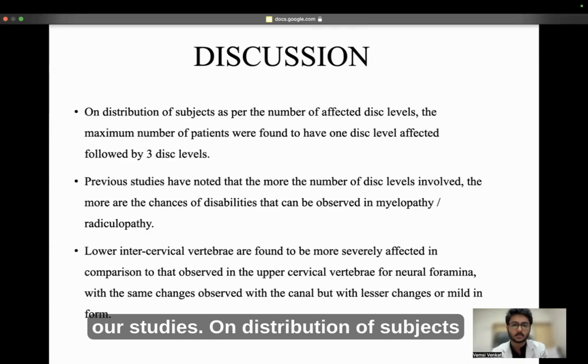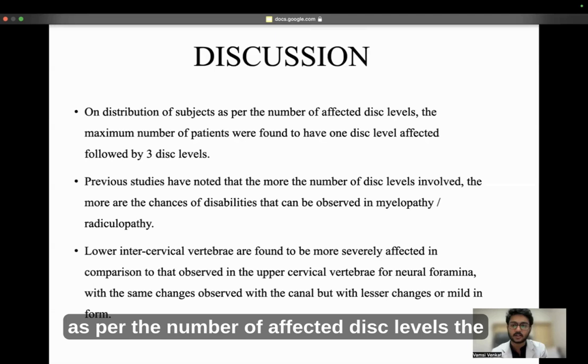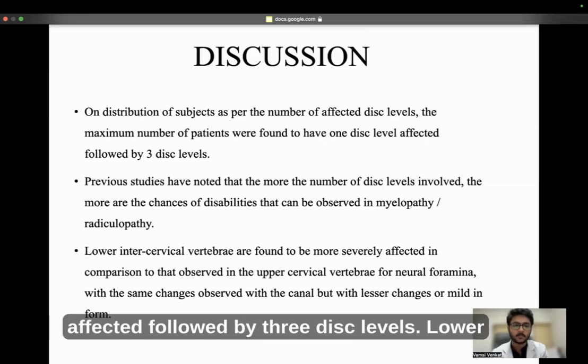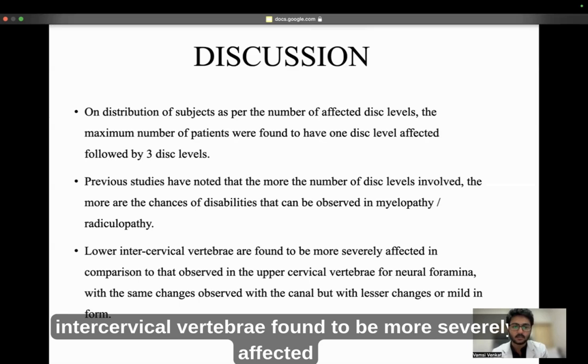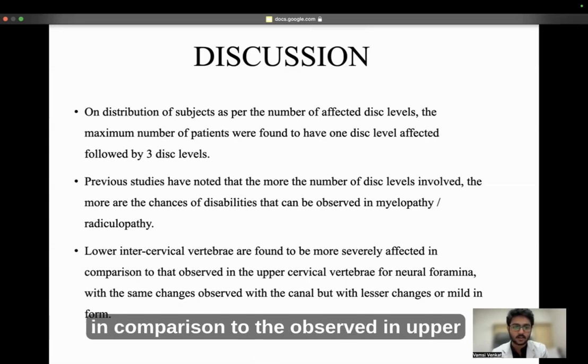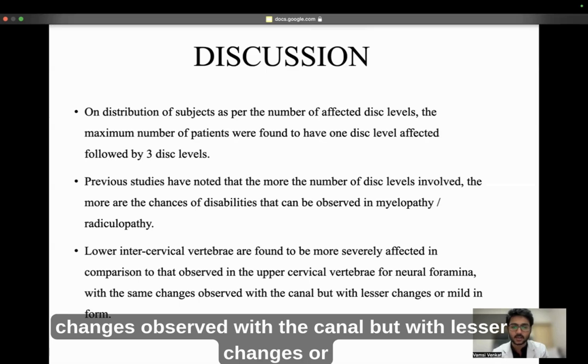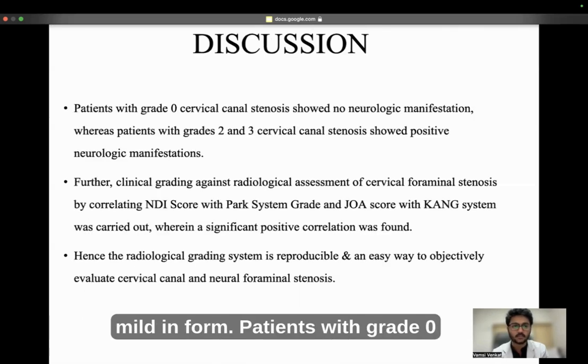On distribution of subjects as per the number of affected disc levels, the maximum number of patients were found to have one disc level affected, followed by 3 disc levels. Lower intercervical vertebrae are found to be more severely affected in comparison to the upper cervical vertebrae for neural foramen, with the same changes observed with the canal but lesser or milder in form.